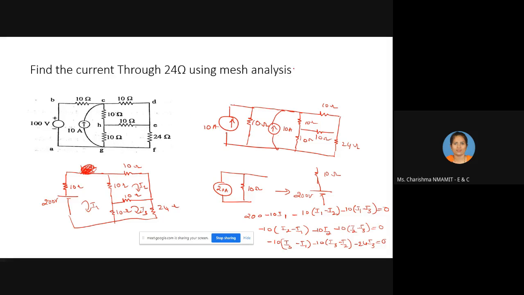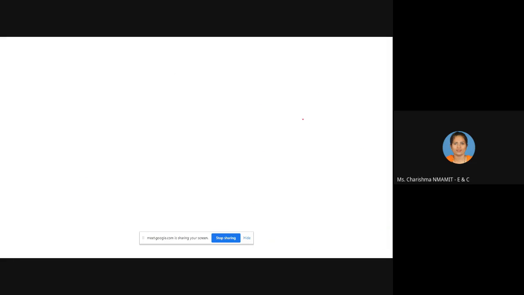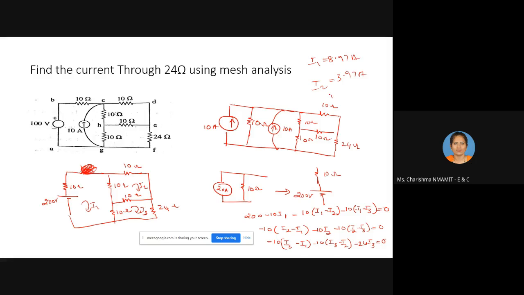Are you getting I1 as 8.97, I2 as 3.97, I3 as 2.94? Did you get these values?